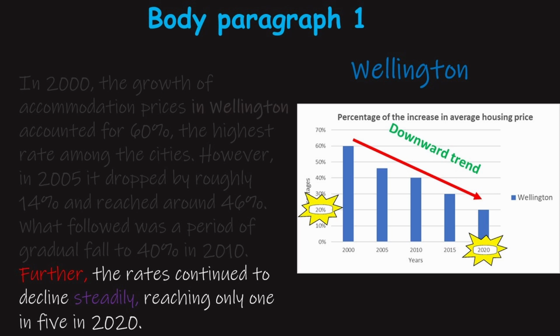By violet, I highlighted steadily. The word steadily is an adverb and has an almost identical meaning as the word gradually, and is customarily used to describe something that happens slowly. Adverbs provide additional information about other words. In our case, the word steadily describes the verb decline.